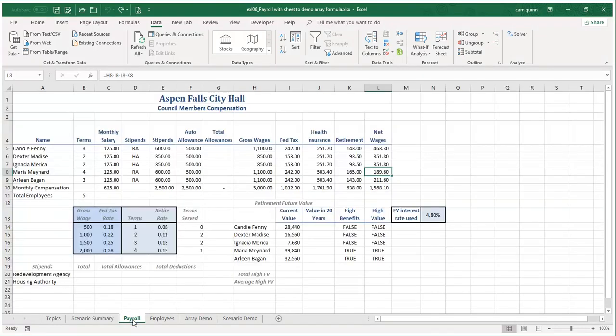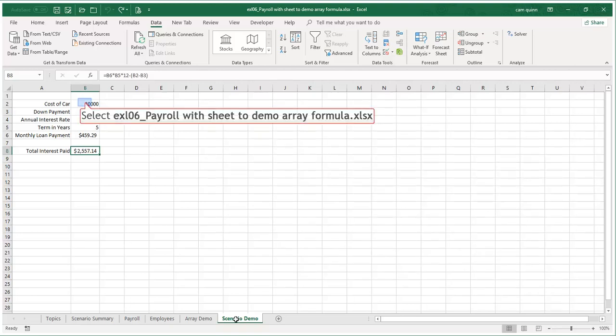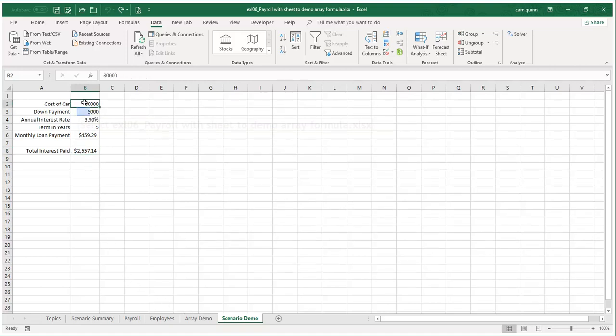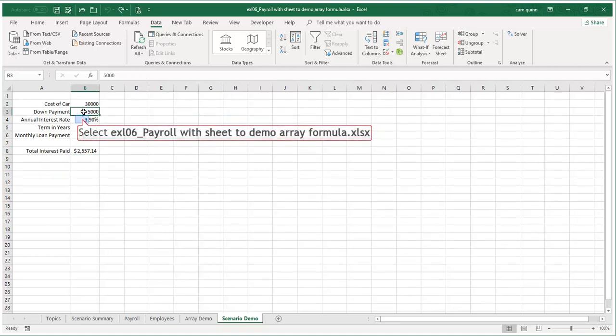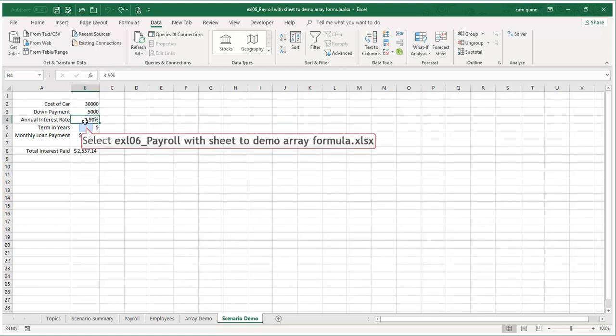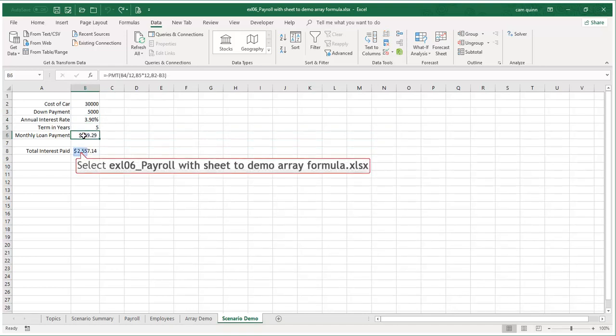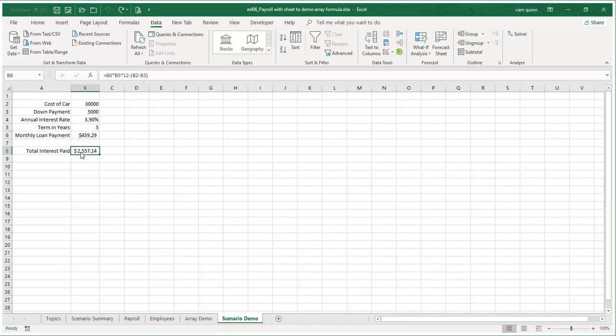If I go to Scenario Demo over here, this is looking at the cost of buying a car. Okay. So when I buy a car, I'm going to buy a car for $30,000. I'm going to put $5,000 down, so I'm borrowing $25,000 at an interest rate of 3.9% for 5 years. So my monthly loan payment is $459.29, and my total interest paid over the course of the 5 years is $2,557.19. So let me try some different scenarios here.